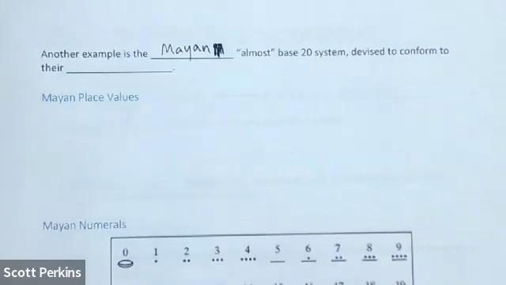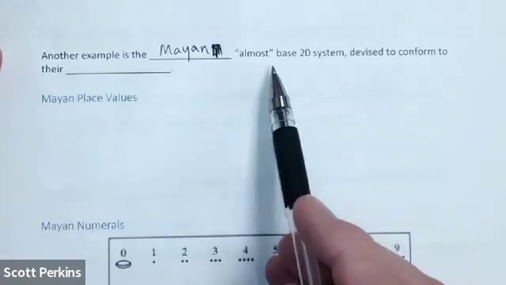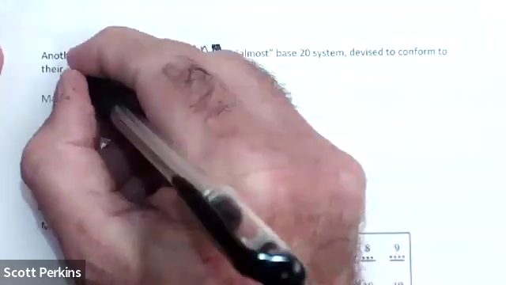And the Mayan is what I'm calling an almost base 20 system, because what they did is something clever. If you know anything about their history, the Mayans were good astronomers, and that led to them really revering their calendar. They used a 360-day calendar. So because of that, they wanted their number system to match that. They make a little bitty change to the base 20 system to match that. So they have the almost base 20 system devised to conform to their calendar.